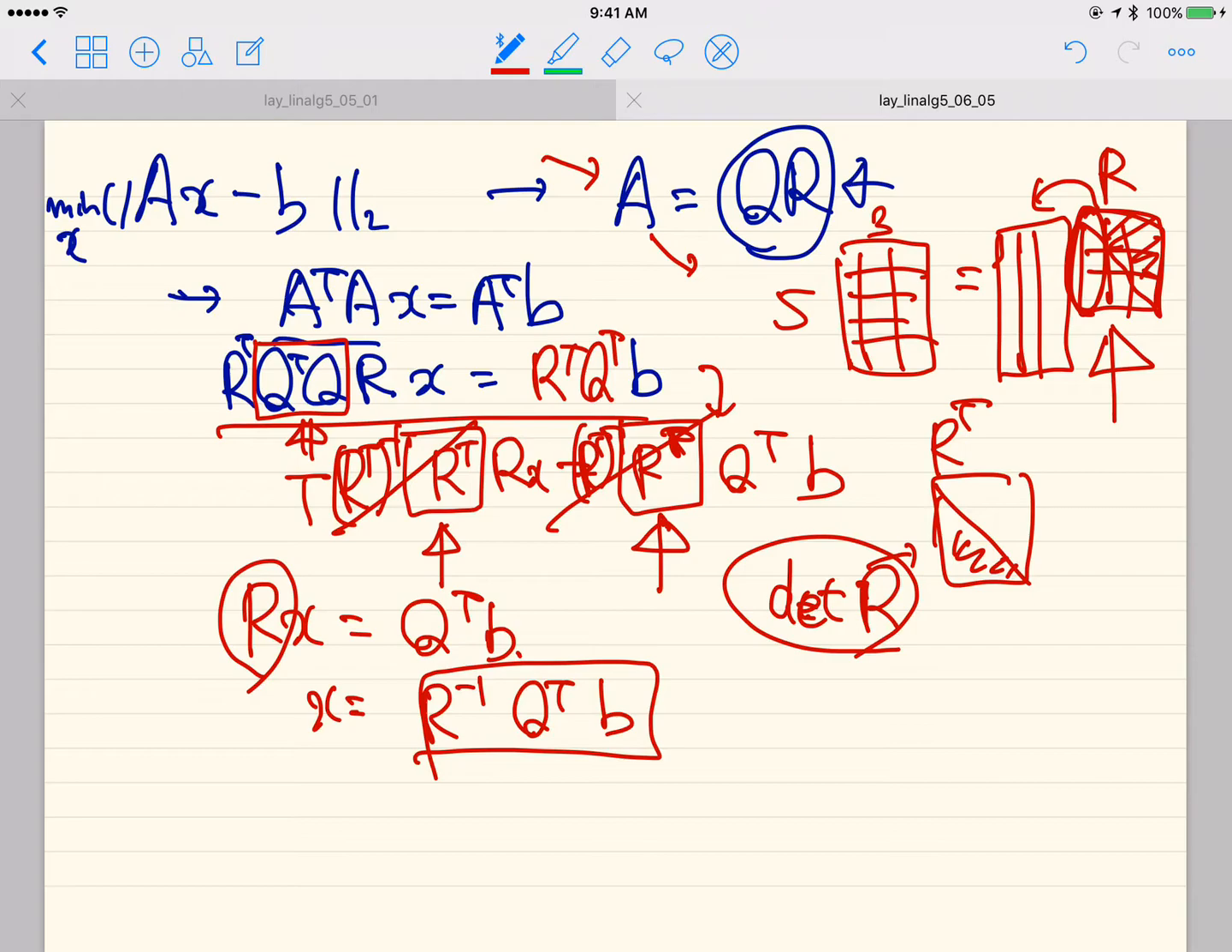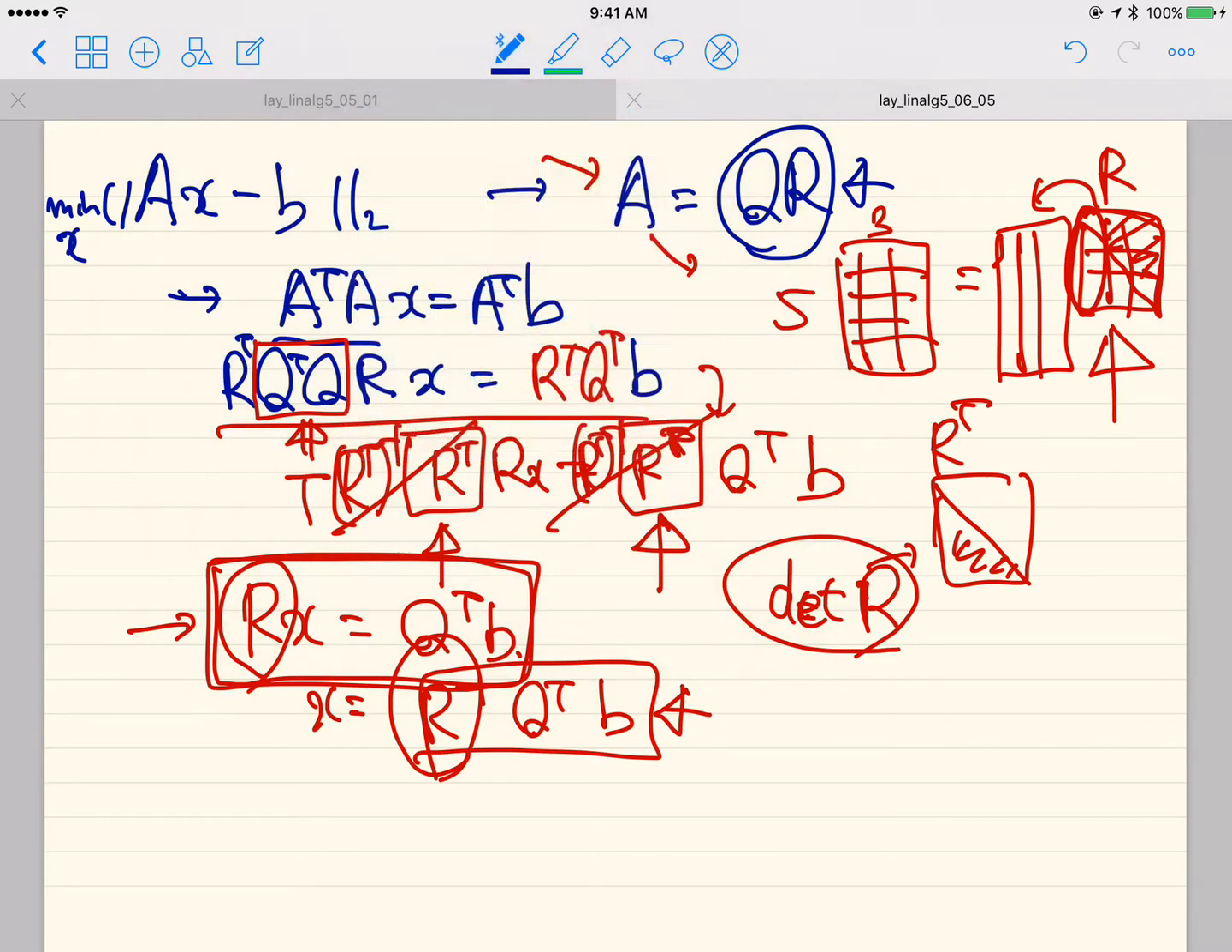And in practice, for this, you don't construct R inverse. What you do is you compute the solution from this linear system without explicitly obtaining R inverse. So let me tell you why.